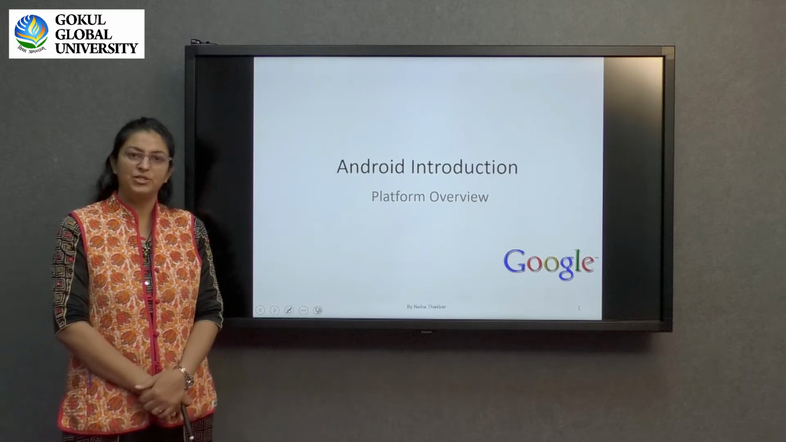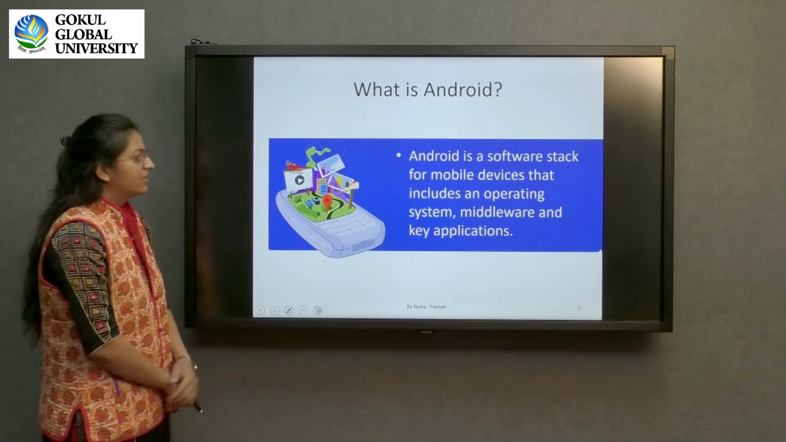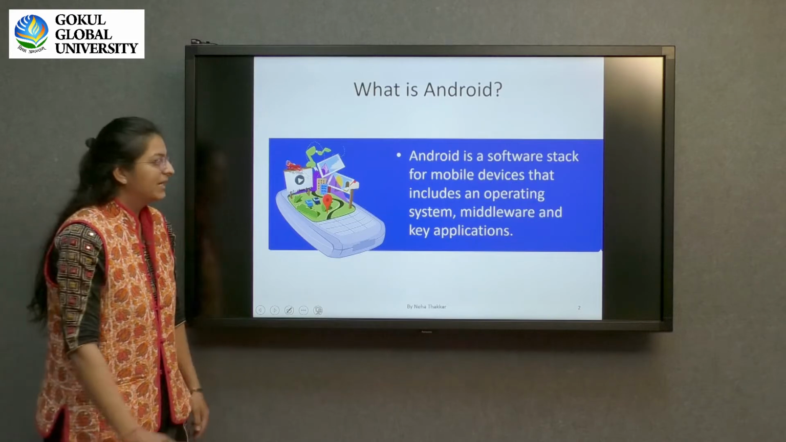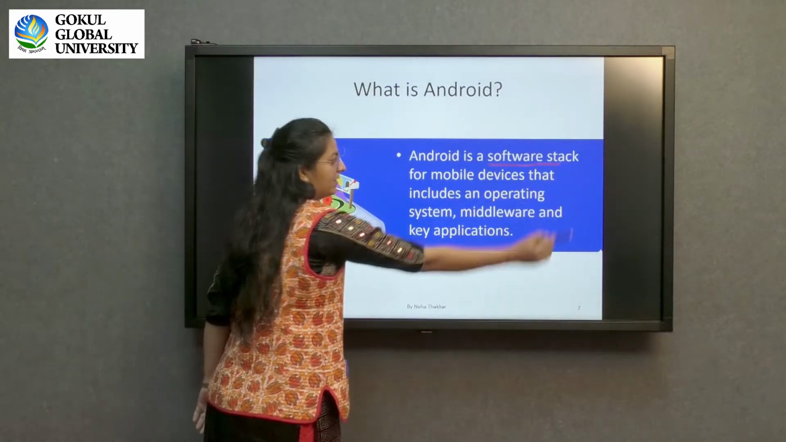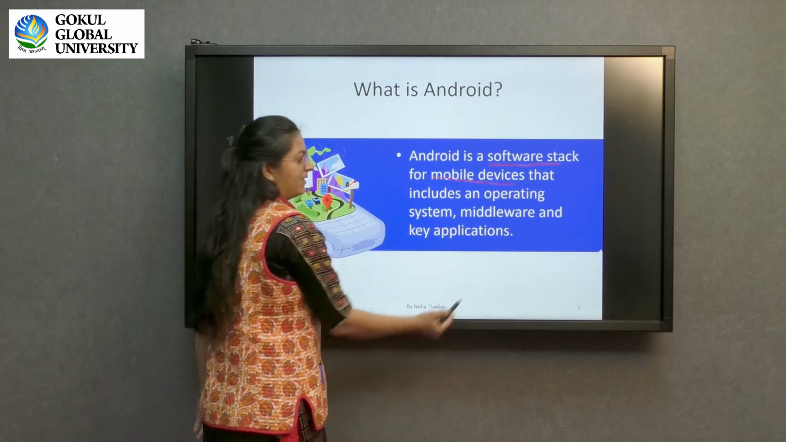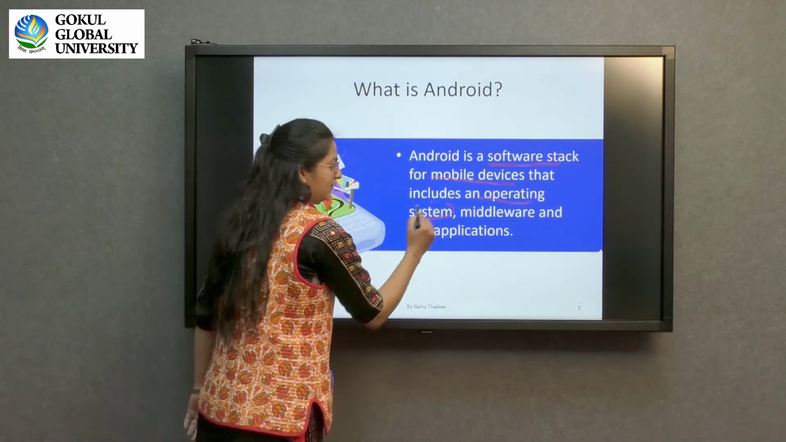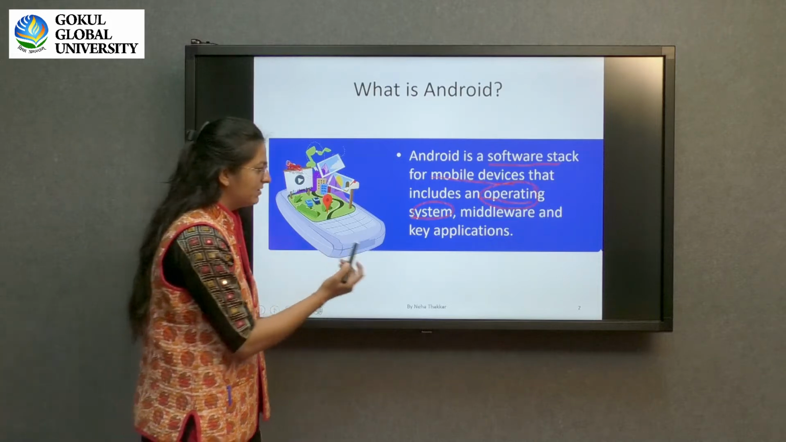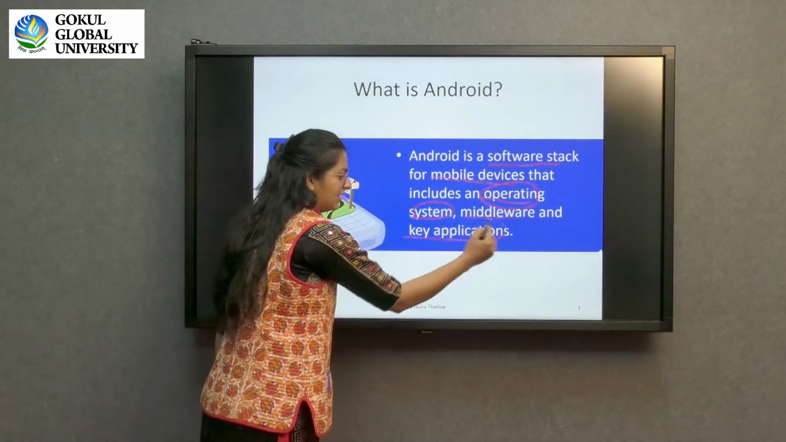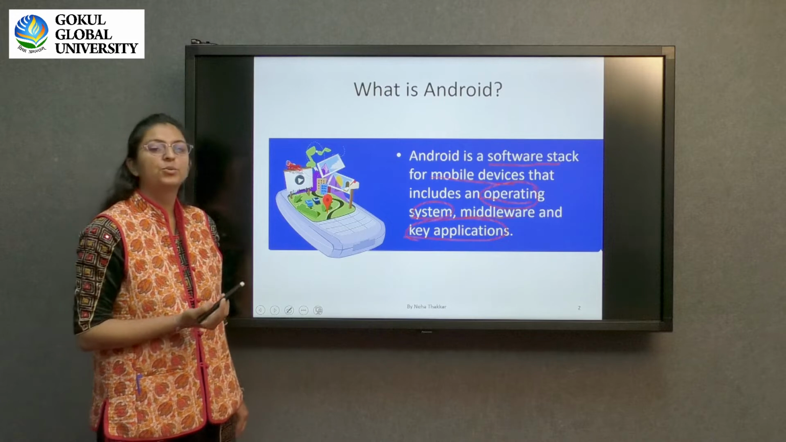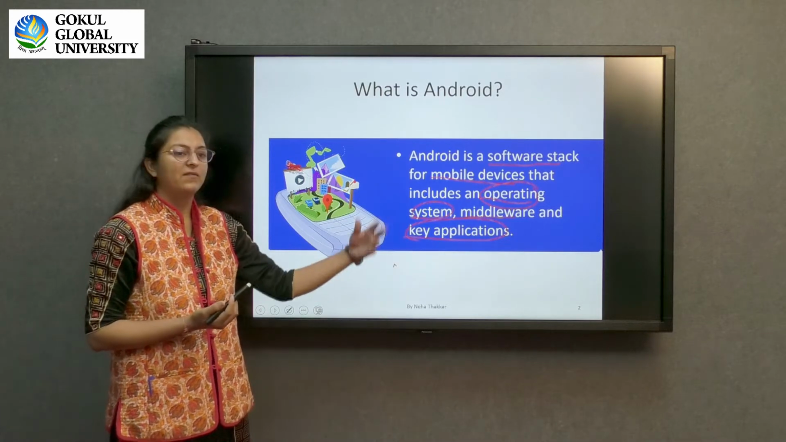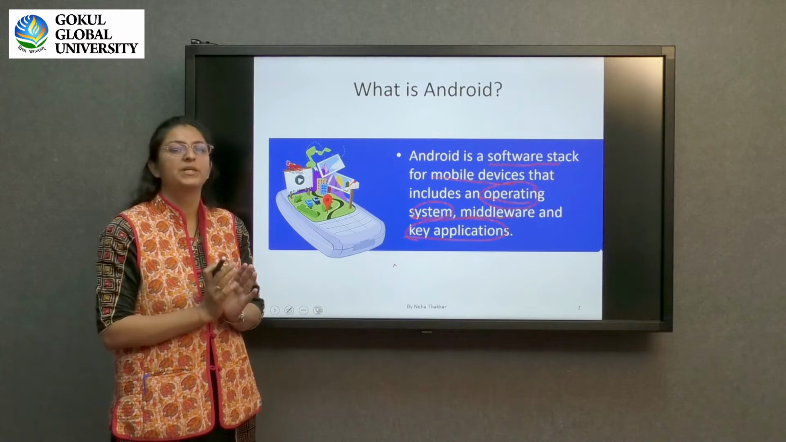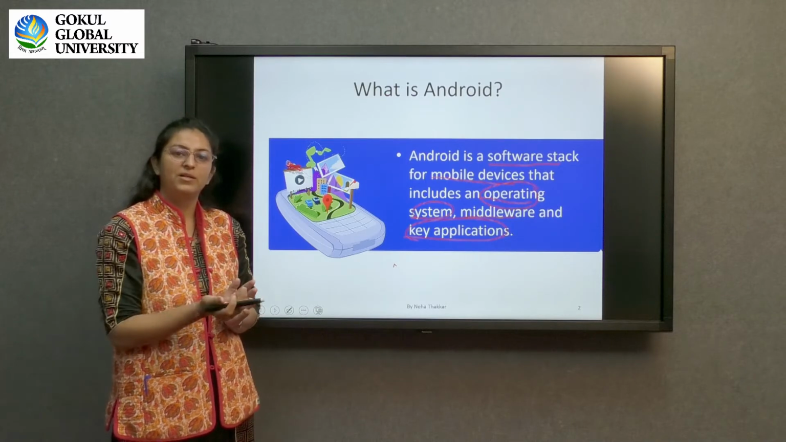So let us start with the introduction. So here, as we know, what is Android, a mobile operating system? It is a software stack for mobile devices that includes the operating system. As we know, what is an operating system? Through which we can execute our applications, middlewares and key applications. So if we want to run the applications, then we require some operating system and the middlewares, that are the drivers and supporting system, which are required to run your application.